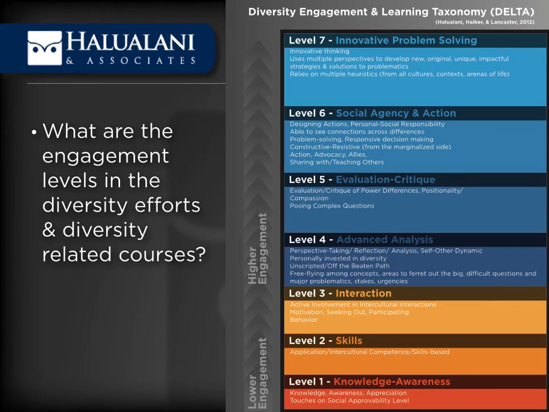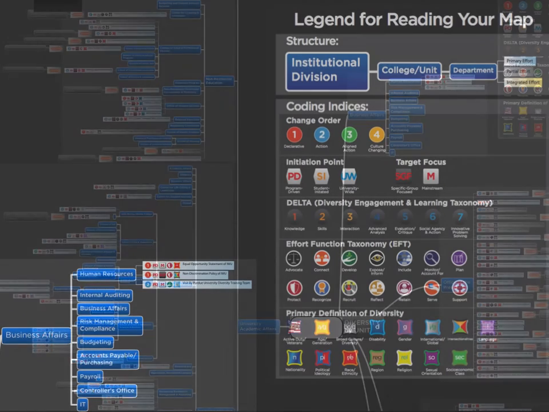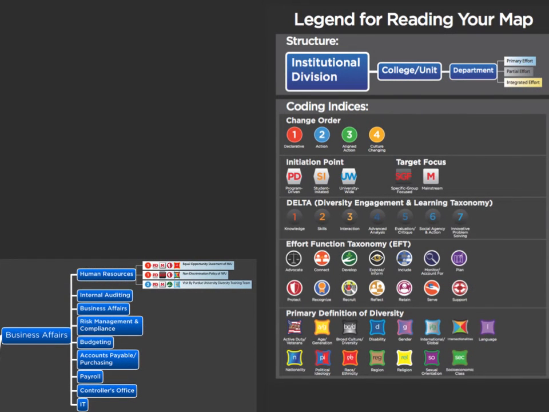The lower engagement levels are things like knowledge awareness, the building of intercultural skills, and interaction. The higher engagement levels are advanced analysis and perspective taking. Level 5 is really key because that's when you're getting at issues of power, inequalities, and positionality. Level 6 is when you're thinking about advocacy and allies, but also how we design the world, solve problems, and create decisions and actions that benefit us as a community in relation to our critiques about diversity. And then innovation, problem solving, multiple heuristics. So that's what the Delta sequence 1 through 7 looks like.